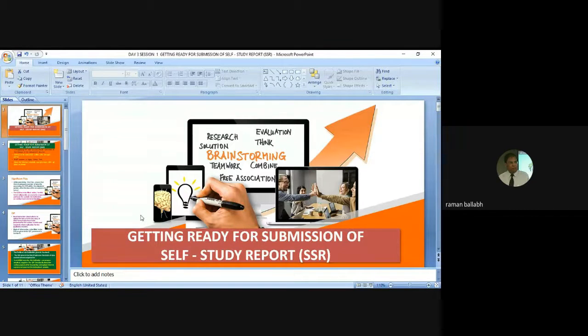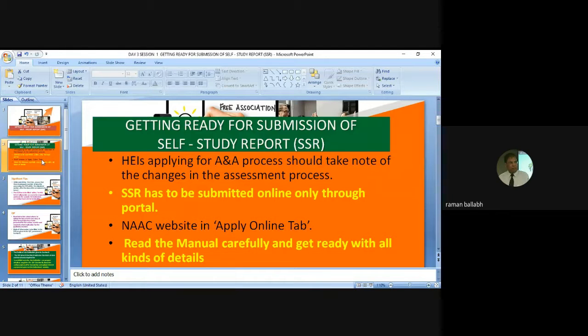Today we will start discussing SSR, what the SSR is all about, and how to go with SSR. I suppose everybody has seen the SSR, the format and all those things. I'm just trying to highlight certain very important aspects to be understood and realized by everybody, that these are the things which are very important to prepare and understand while submitting an SSR.